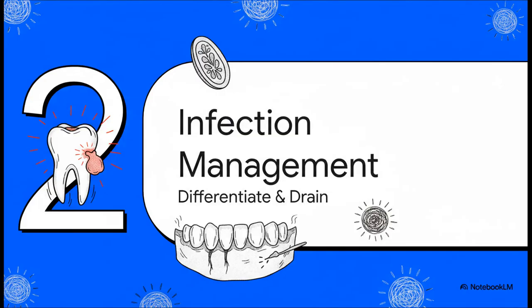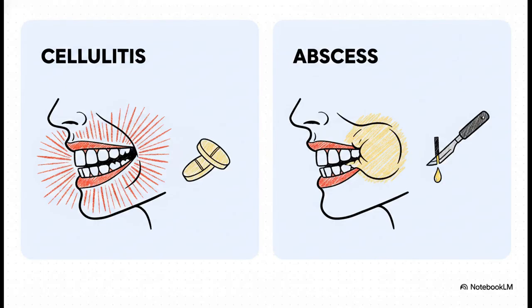Now, let's get into our first major clinical topic, odontogenic infections. This is a massive part of the exam, and getting this right is, well, it's absolutely fundamental. This is your first critical decision point. So this slide breaks down that first big decision you have to make. Is it cellulitis or is it an abscess?